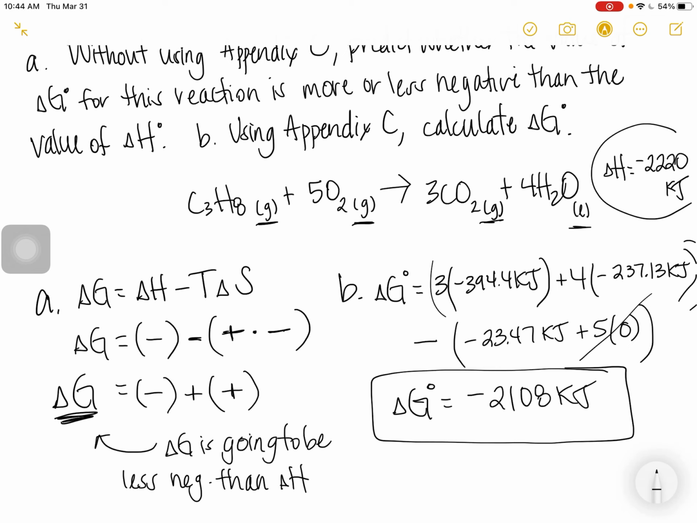And I end up with this for my value of delta G. And we can kind of confirm what we just said. Look, compare delta G to delta H. We said it should be slightly less negative, and it is. Not by a whole lot, but by a little bit. So we were correct in our prediction based on our signs.